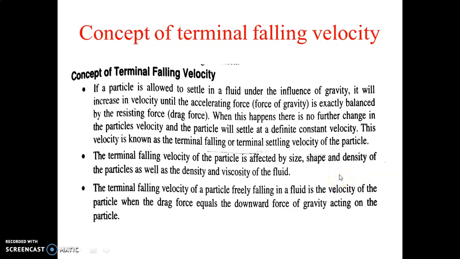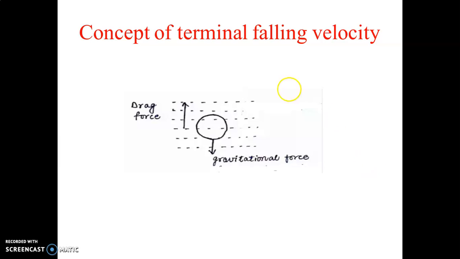That means when any particle settles, solid particles are settling in a liquid. There are two types of forces acting on these solid particles. One is the drag force, and the other is the gravitational force. At the start of settling, the gravitational force is higher and the drag force is lower, and at one point these two forces become equal. At that time, the particle falls at a constant velocity, and this velocity is called the terminal falling velocity, or simply the terminal velocity. This concept is important in settling.